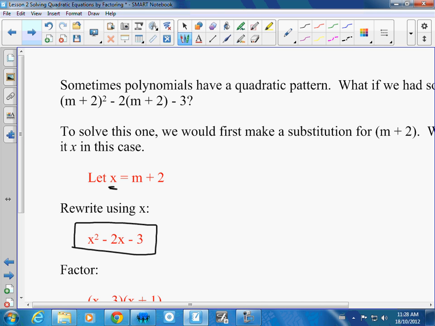Now, when you're done factoring it, what do you have to do? Put it back in. Right? You have to put that m plus 2 back in. So you can substitute in a letter to make it really easy to solve it, and then put it back in. That's the cool thing about math. You're going to do that a lot in grade 12 with Mr. McLaughlin. All right. So then you can factor it, right?